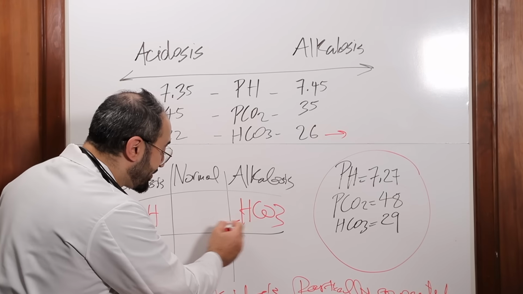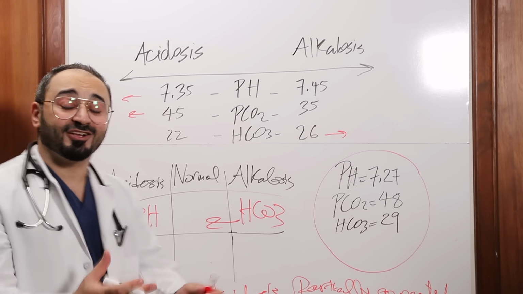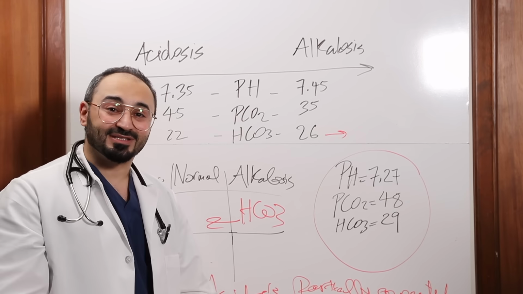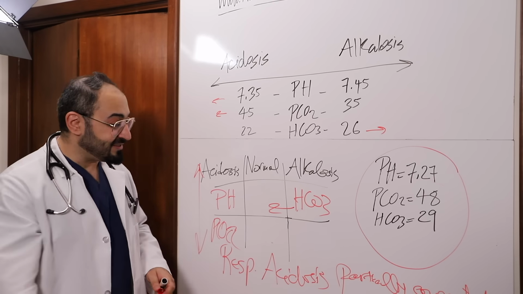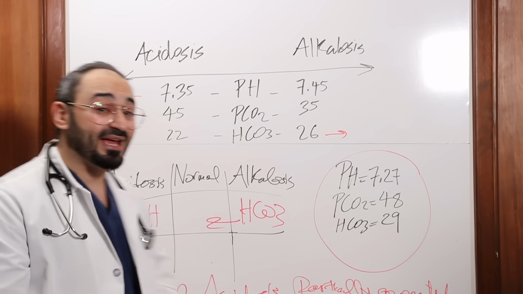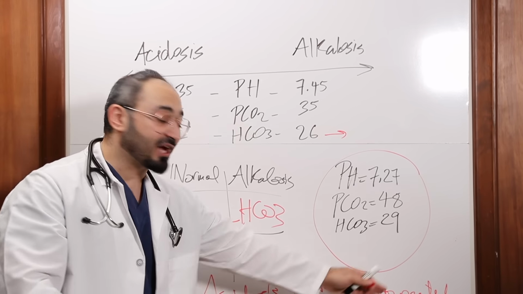But if the HCO3 was normal, then it is uncompensated. Right? It is uncompensated respiratory acidosis. See how you can tell the difference? If it is abnormal, that means the kidneys are doing something to compensate for the lungs. So it's partially compensated.